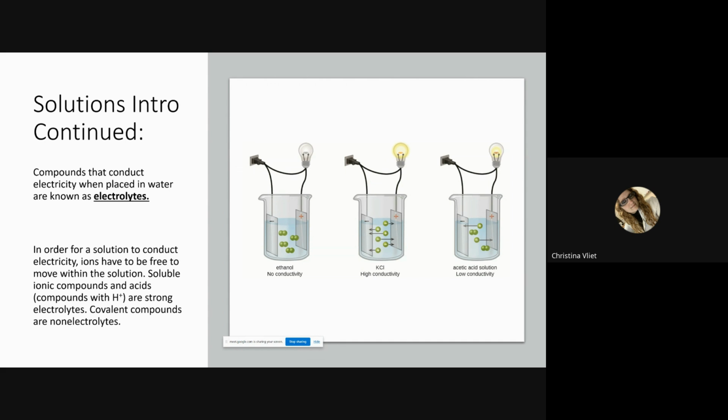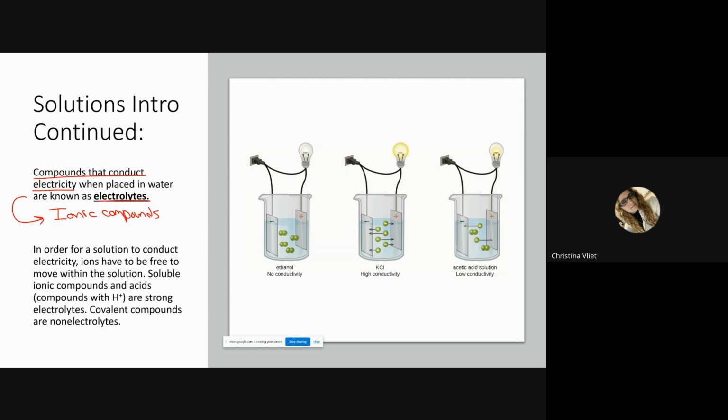Do you remember which one it was? There are two types of compounds, covalent and ionic. Which one do you think conducts electricity? Ionic, because there's charges. And so compounds that conduct electricity when placed in water are ionic compounds, because ionic compounds by definition have charges.